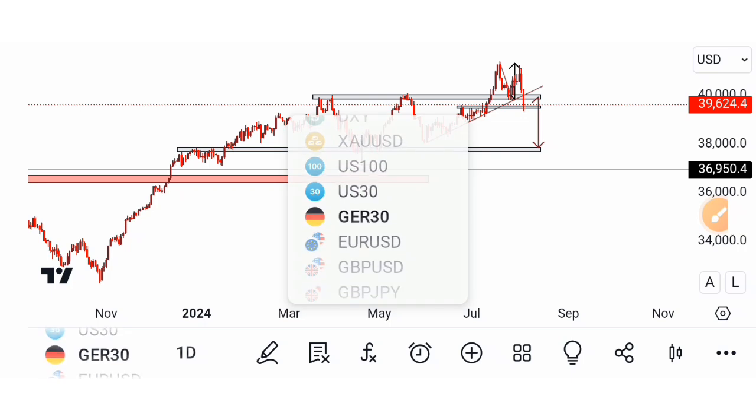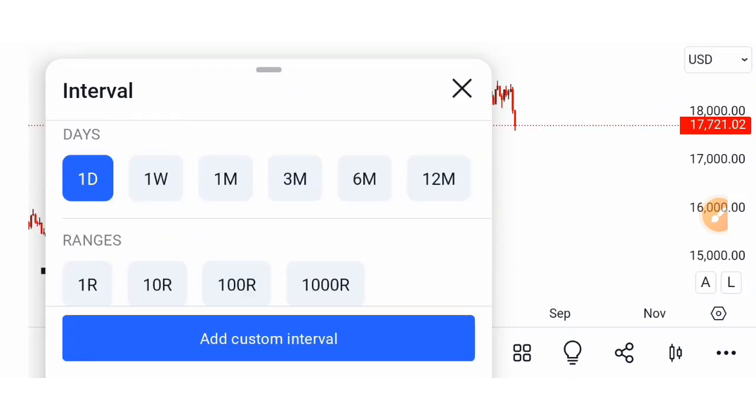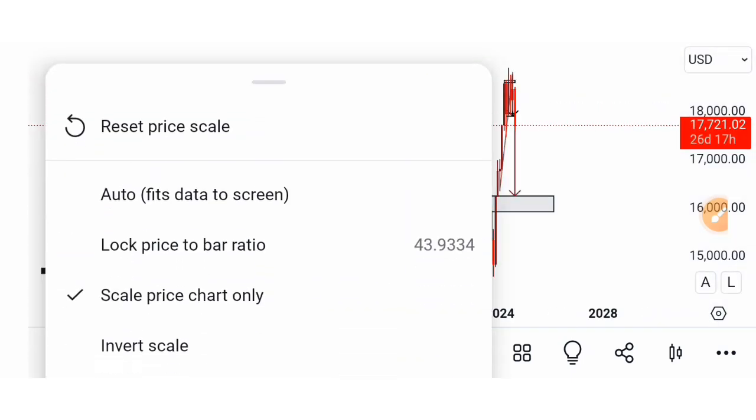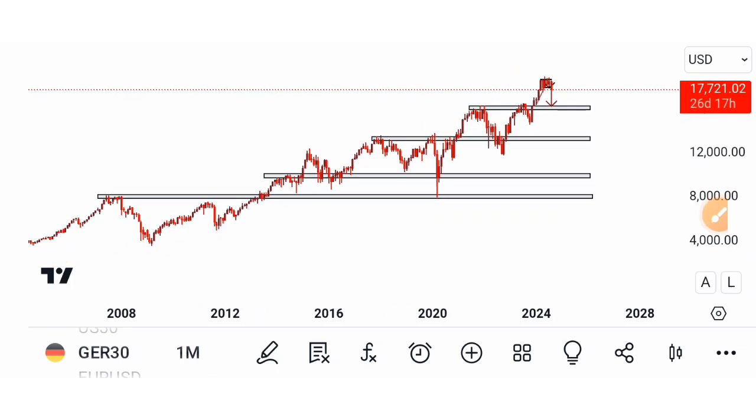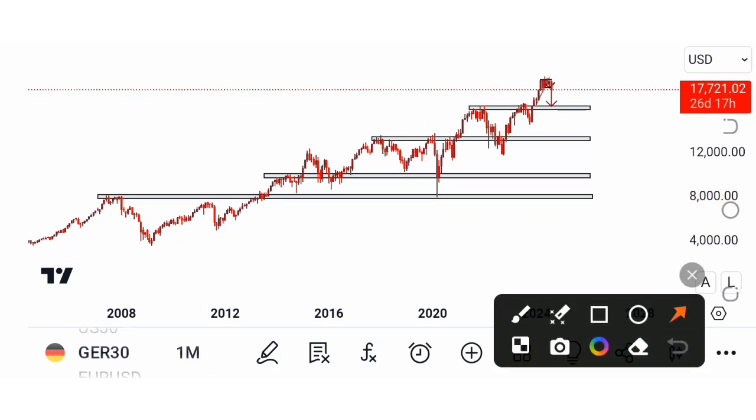Let's move on to GER30, and I'm closing with this one. GER30 on the monthly time frame, I am bearish on this market, or rather I am bullish on this market long term, right? You can see how the reason why I'm bullish is because the market over here has been creating higher highs, and the market has been creating higher lows, as you can see, right?